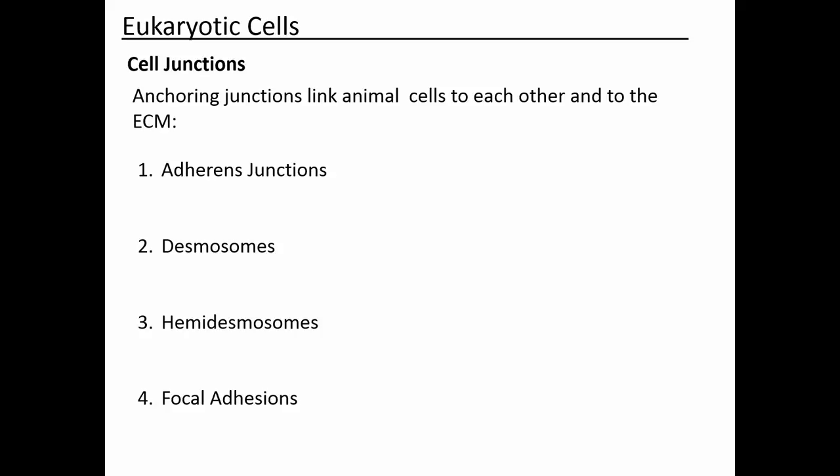So there'll be cadherin proteins in the membrane of one cell that are going to link up with cadherin proteins in an adjacent cell, and that's going to connect the two cells together. So via cadherins. And then in the cytosol, the anchoring junctions are bound to actin filaments.